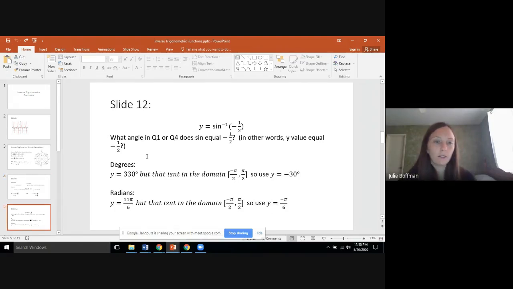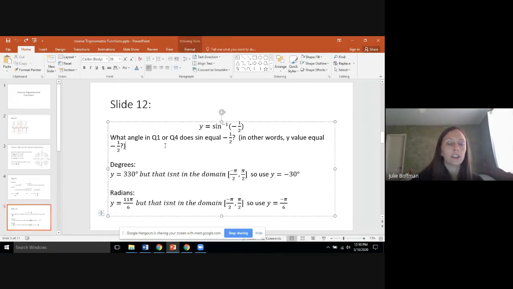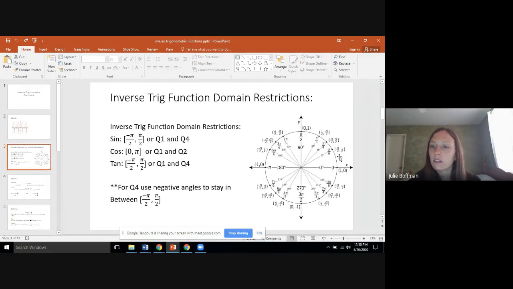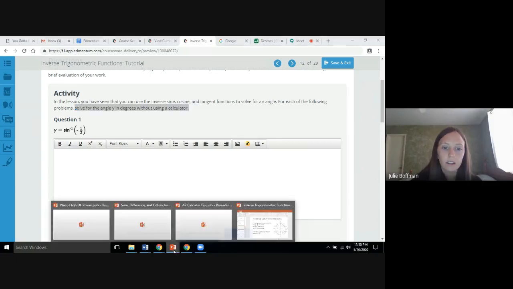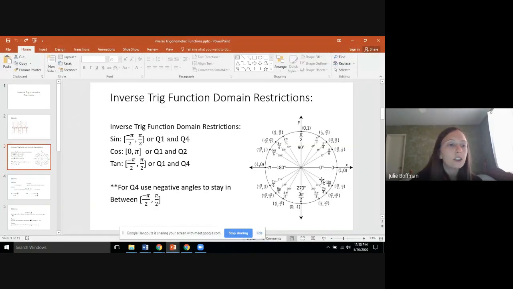So I ask myself the question because it's sine, my restriction is quadrant 1 and 4. So what angle in quadrant 1 or quadrant 4 does sine equal -1/2? In other words, because it's sine, the y value equals -1/2. So we go to our unit circle, the right side, and look for a y value of -1/2, which is here. In degrees, because the instructions say it wants it in degrees, that would be 330 degrees.